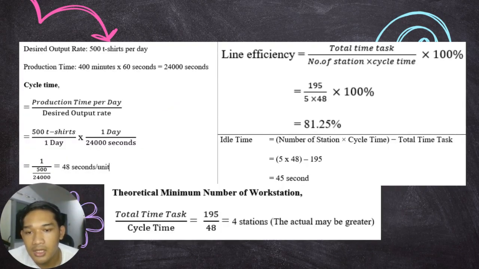So this is the calculation for line balancing. The first one is we calculate the cycle time. We get the cycle time is 48 seconds per unit. And then we calculate the theoretical minimum number of workstations. We get 4 stations. And then we calculate the line efficiency. We get 81.25%. And then we calculate the idle time. We get 45 seconds.